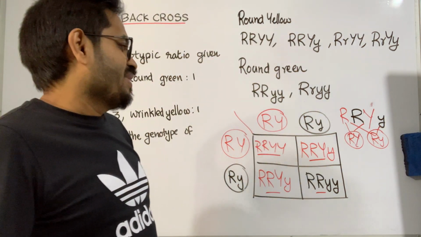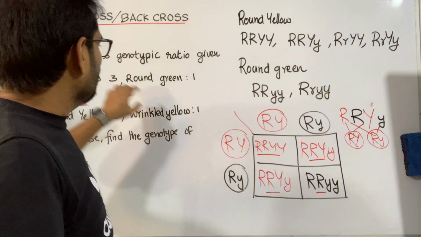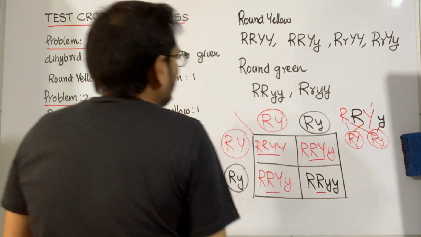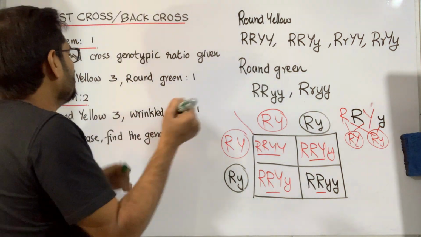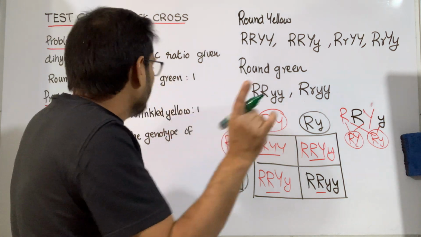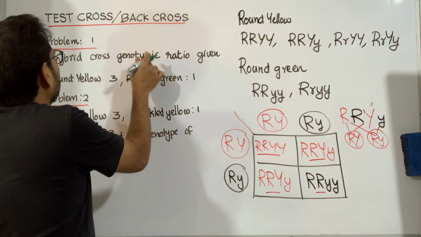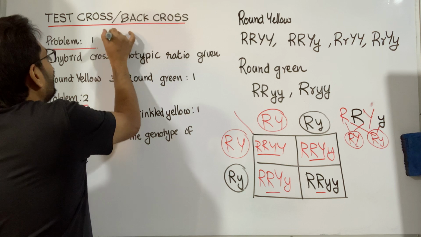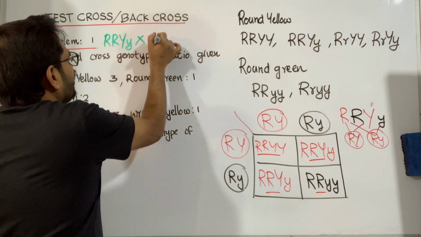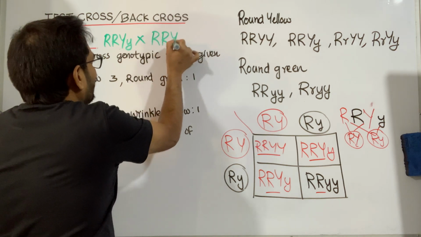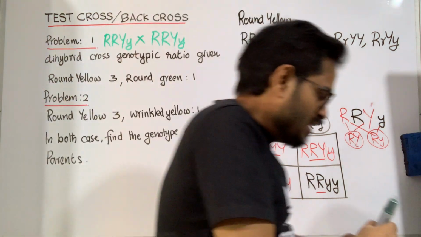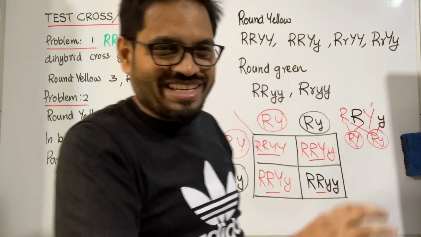That means the parents that we use for this cross, what is the final answer? The parents have the genotype. Okay, there are so many probabilities. We are just working out one probability in that. And that probability is capital R, capital Y, crossed with another capital R, capital Y, small y. Sorry, here I pronounced capital Y, that's small y. I'm sorry for that. So that is the answer for the first question.